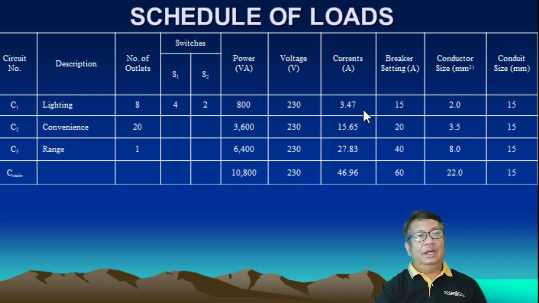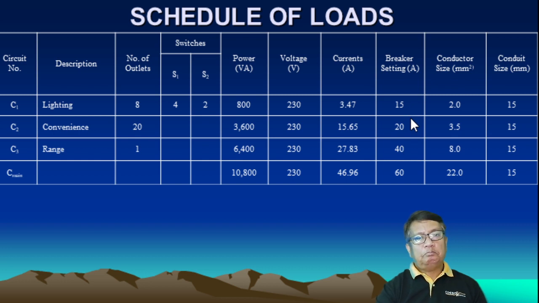Okay, since we have this 3.47, the smallest breaker setting we have is 15 ampere. So this is the smallest, no? So that is why even though this is only 3.47, our breaker setting is 15.